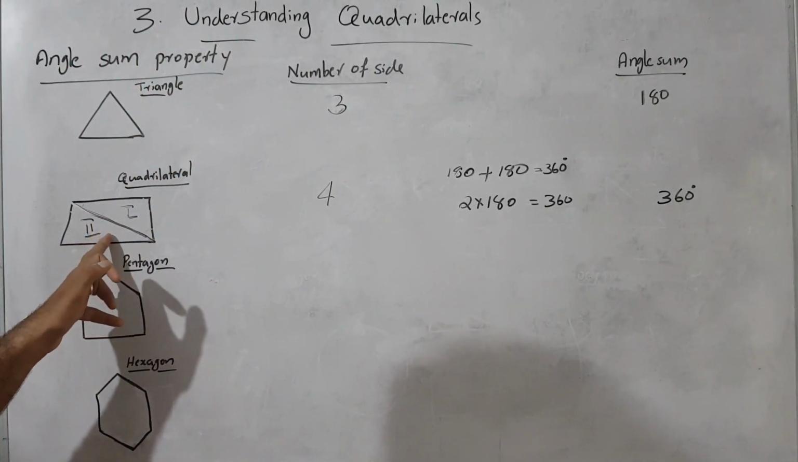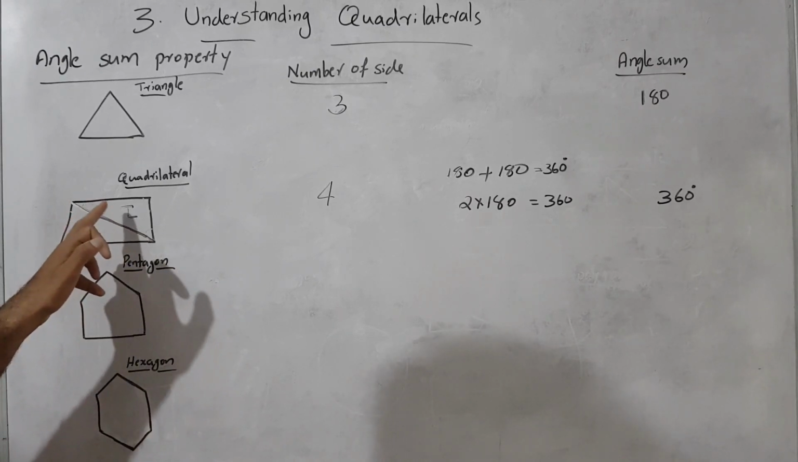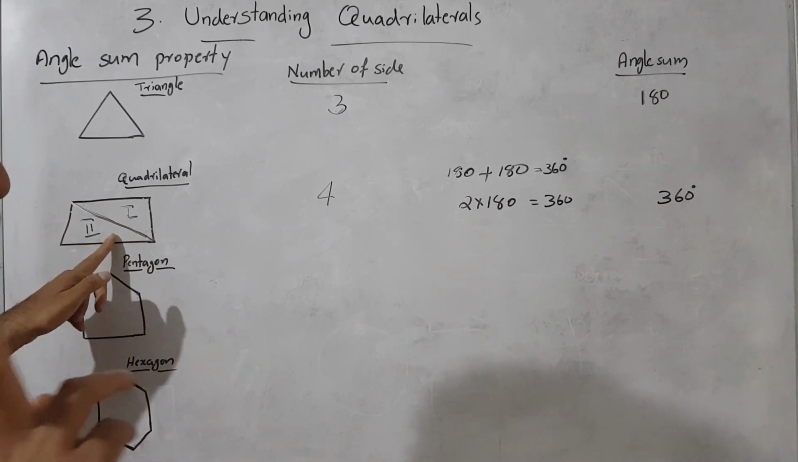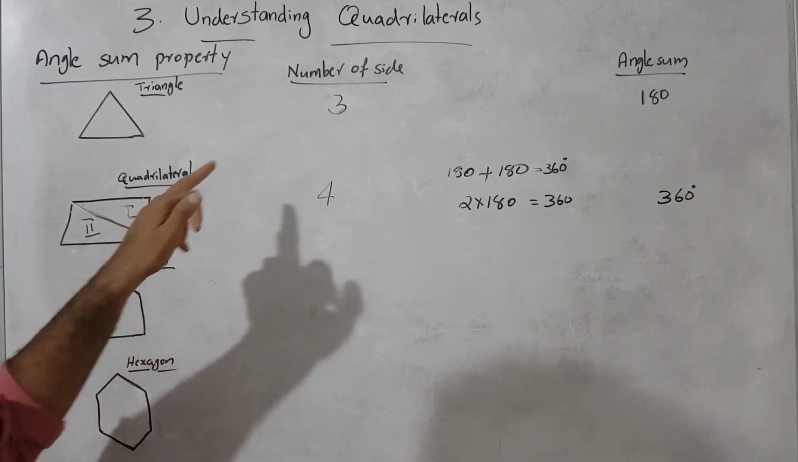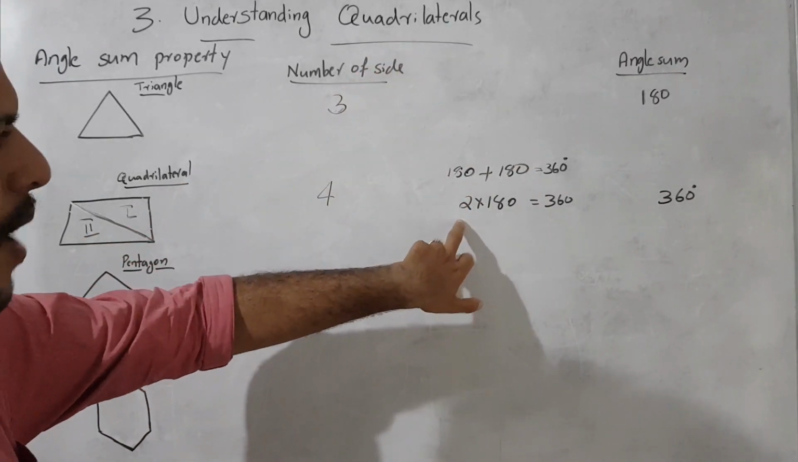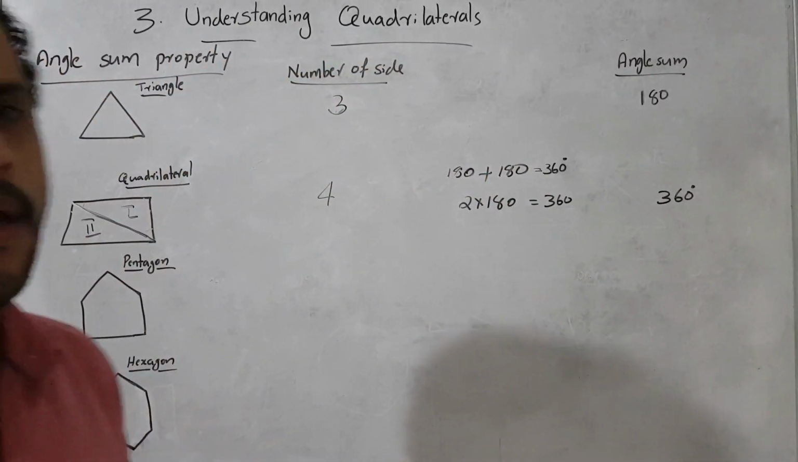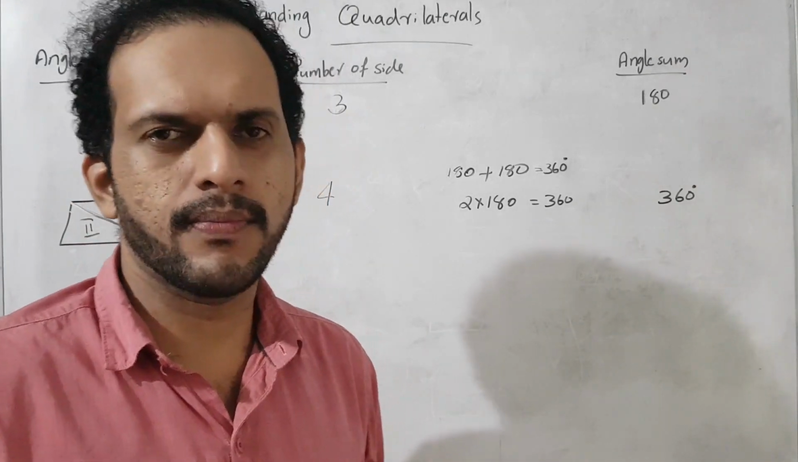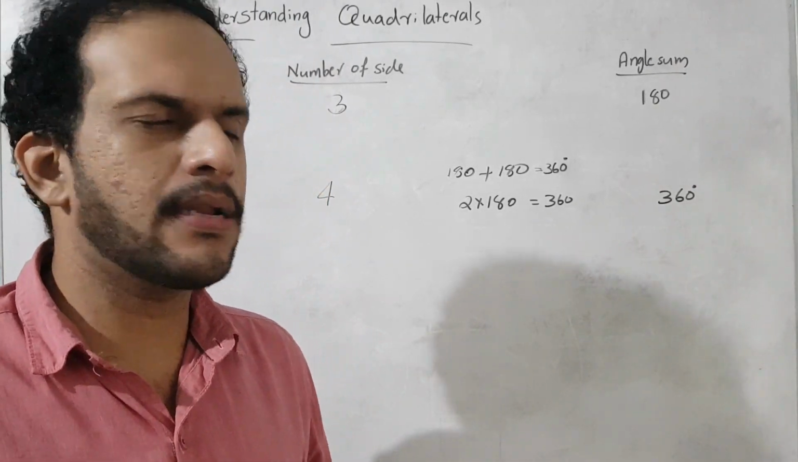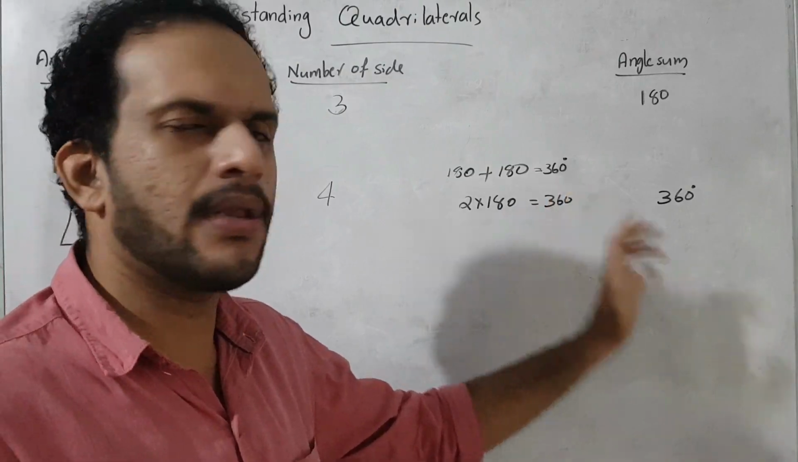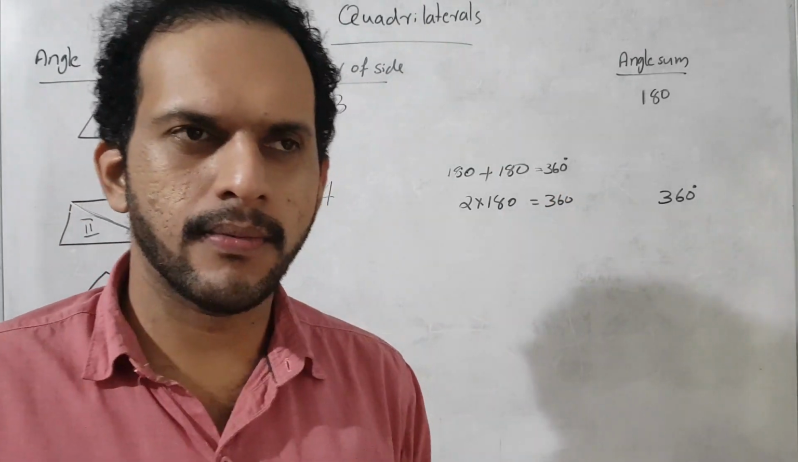How do we find the angle sum of the quadrilateral? We divide the quadrilateral into 2 triangles. So the number of triangles is 2, and we multiply that 2 with the angle sum of one triangle, that is equal to 360. That is the angle sum of a quadrilateral.